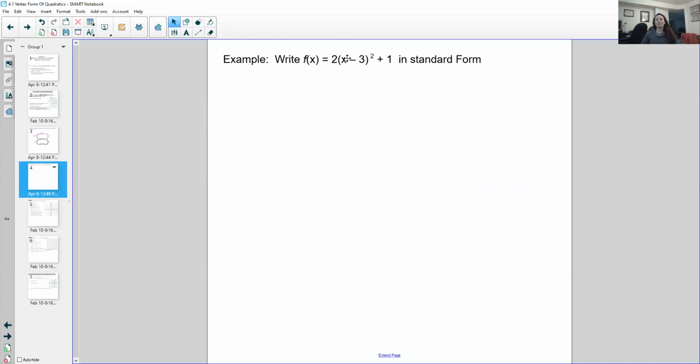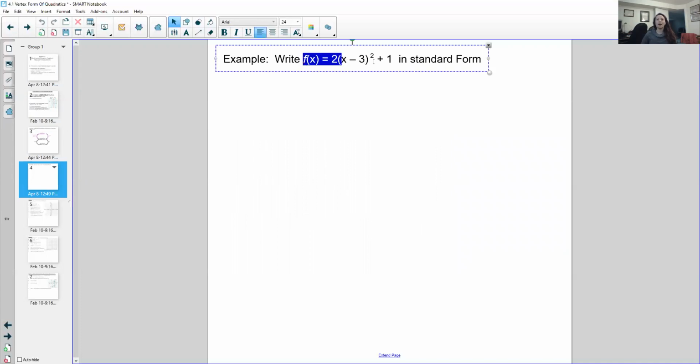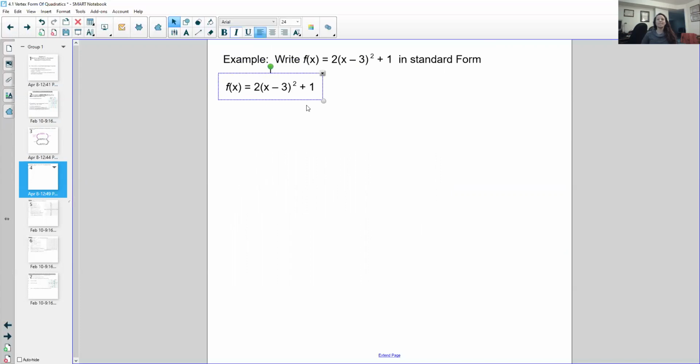So let's look at an example if we need to expand and simplify. If I have something like this, this is in vertex form, and we need to expand it in order to get to standard form, right? Because the question wants it in standard form. We are going to use our BEDMAS to expand our exponents first. Then we are going to multiply everything by 2, and then we're going to add the 1 at the end.